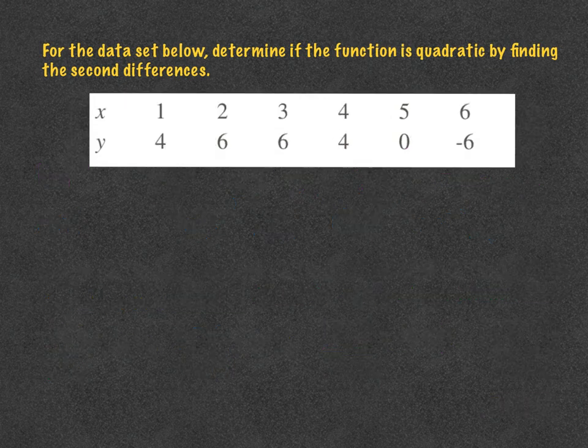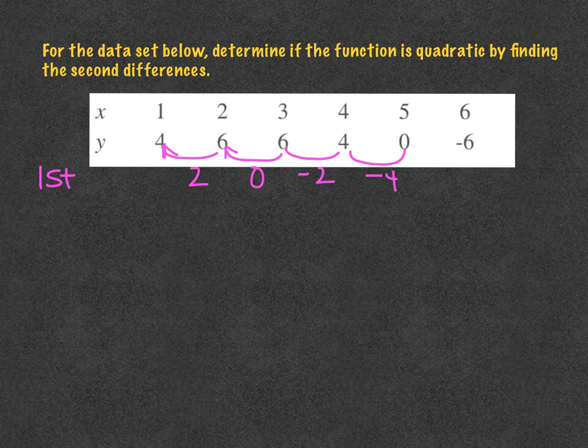Okay, so once again, if we're going to identify quadratic by the second differences, our first step will be to identify those first differences. So if we do 6 minus 4, we get 2. 6 minus 6 is 0. 4 minus 6 is negative 2. 0 minus 4 is negative 4. And negative 6 minus 0 is negative 6.